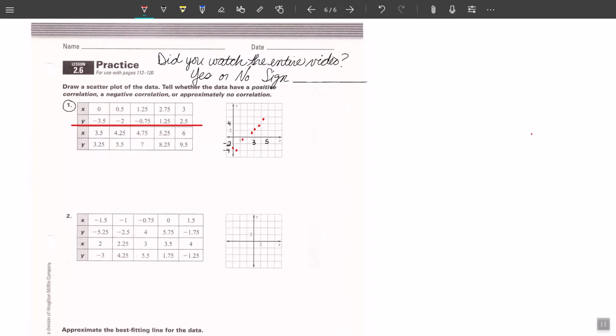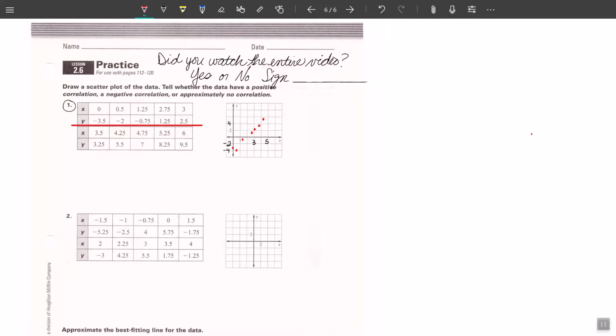All right, we are going to make some scatter plots in this lesson as well as talk about line of best fit and start using our graphing calculator. In number one, they ask you to draw a scatter plot of the data and tell whether it shows positive correlation, negative correlation, or approximately no correlation.